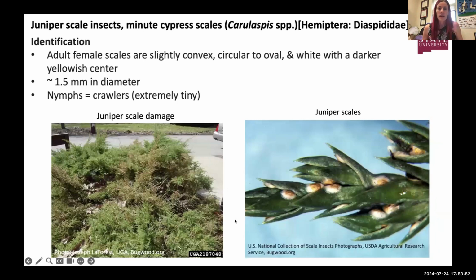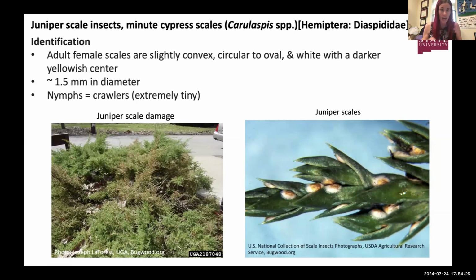All right, scale insects. Scales are so weird, and there's a lot of different scales, so I'm only going to talk about some of them in this presentation, but juniper scale insects, they're also called minute cypress scales. They kind of look like a fried egg. They have these oval, circular bodies that are kind of white, and then they have this circular yellowish center. They're pretty small, about 1.5 millimeters in diameter.